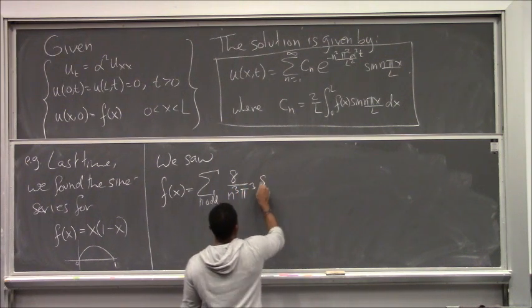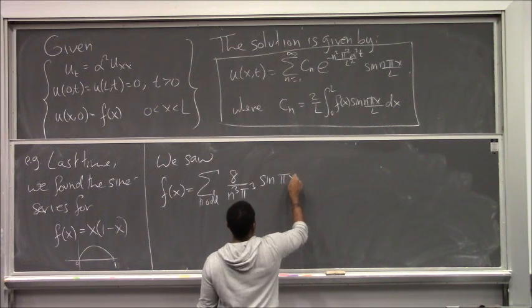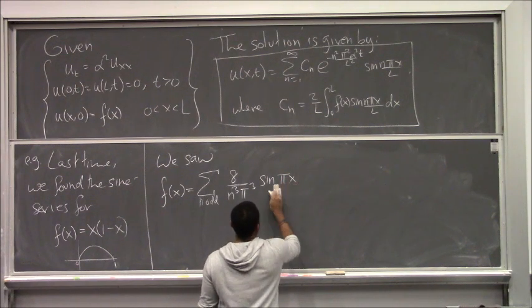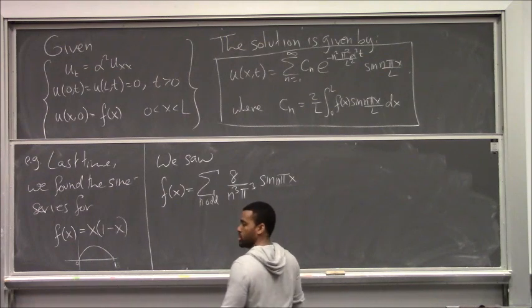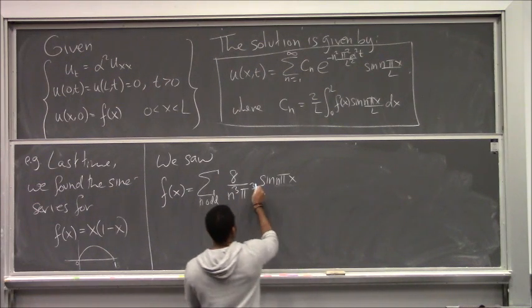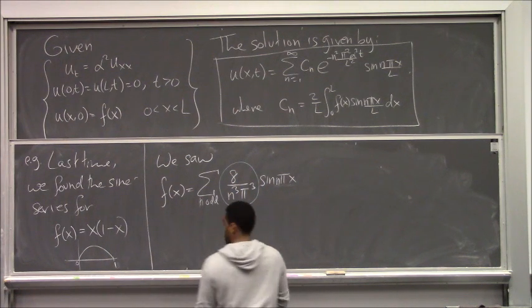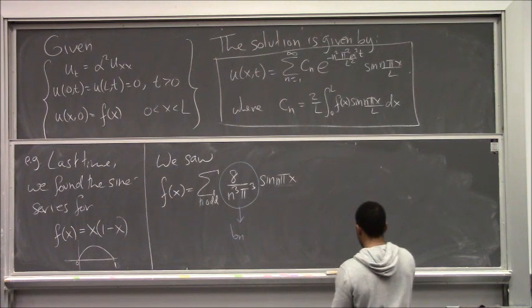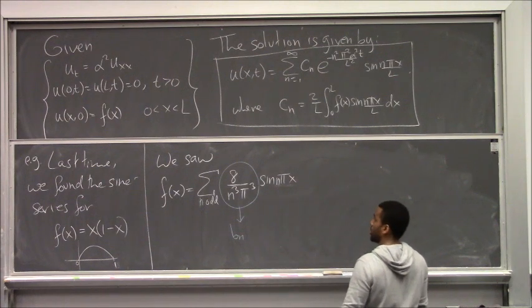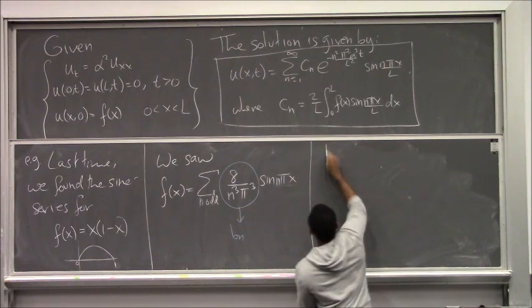Sine of n pi x. There's no L because L was 1. Which means the coefficient was this guy. This was the B_n. That was how we found the Fourier coefficient. Okay, so now, follow up, bonus.